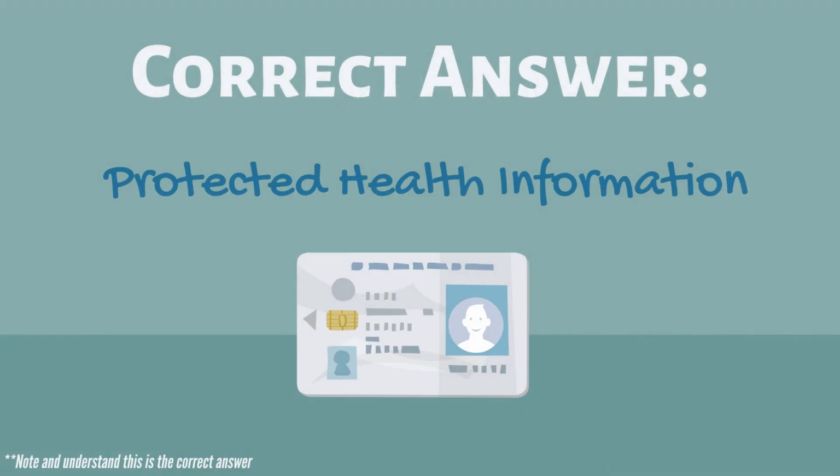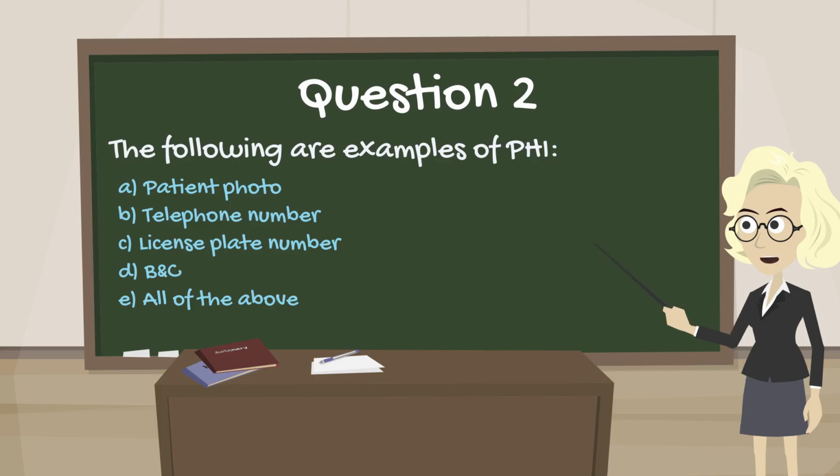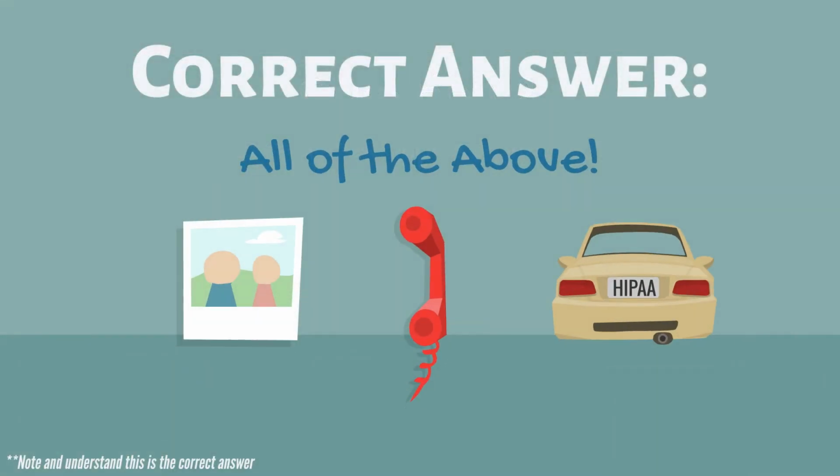The correct answer is protected health information. The following are examples of PHI. A. Patient photo, B. Telephone number, C. License plate number, D. Options B and C, or E. All of the above. The correct answer is all of the above: patient photo, telephone number, and license plate number.